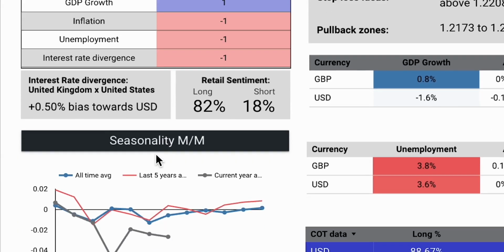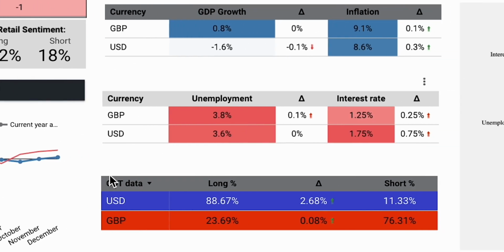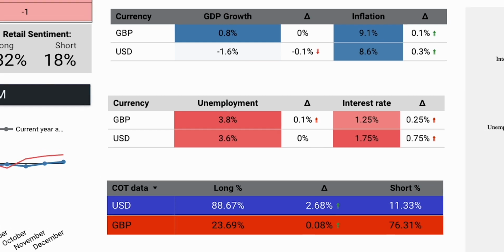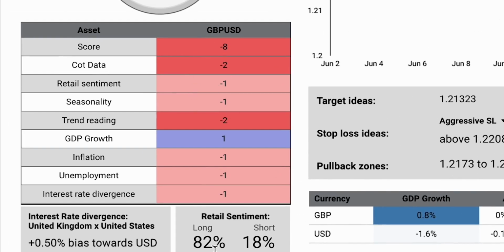COT, institutional positioning data. Let's take a look at this here. Dollar, 89% long, 11% short, while the pound is at, let's call it, 24% long and 76% short. Retail sentiment, -1, 82% long, 18% short. Look at all this red, guys. Only the GDP growth is in the blue.